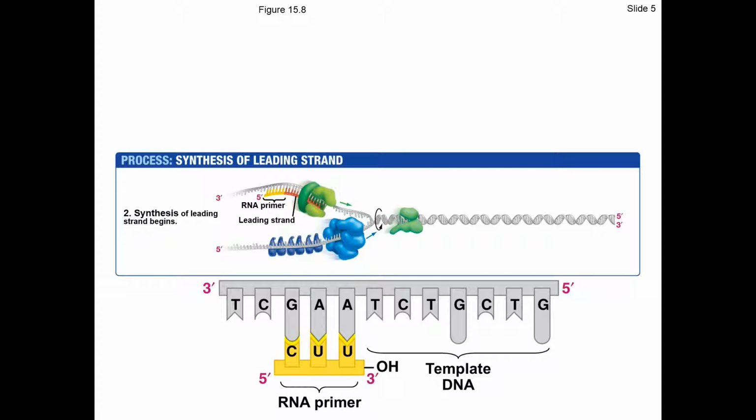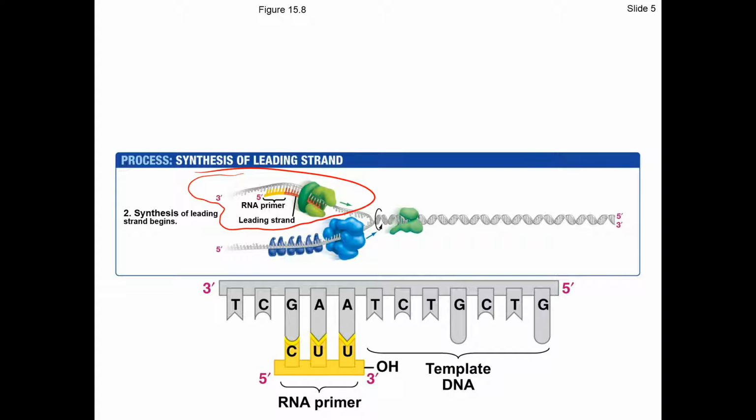All right, so to blow up what's taking place on your leading strand, again, your helicase enzyme is continuing to unwind the DNA. Your topoisomerase enzyme is relieving any torsional stress in the DNA. You have more single-stranded binding proteins that are laid down.